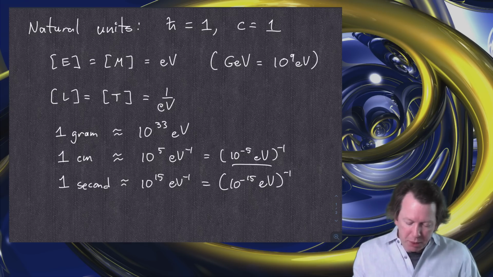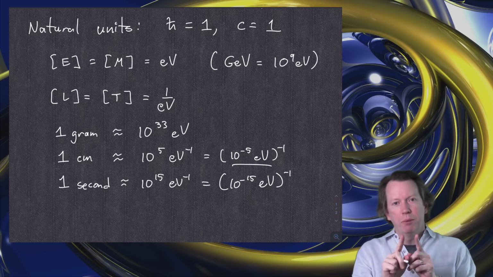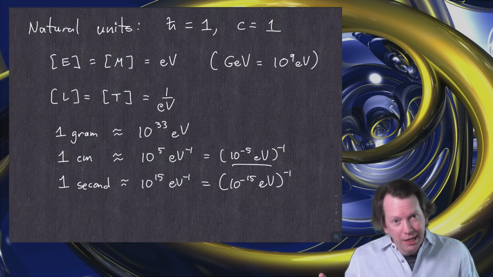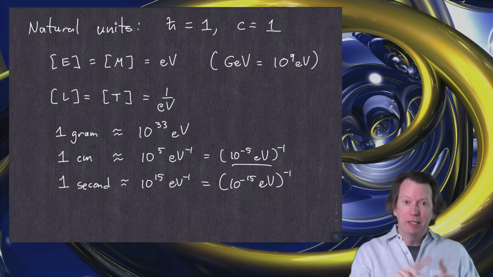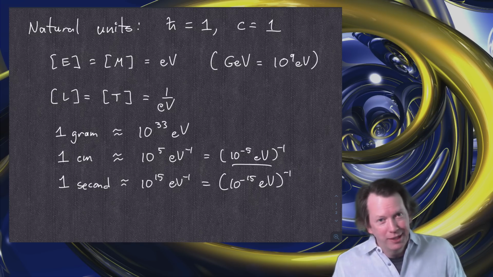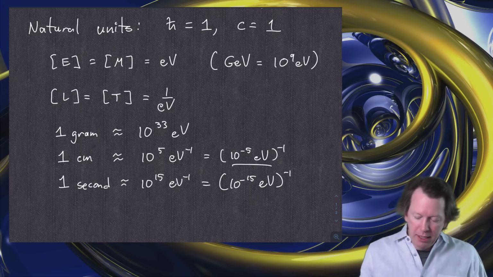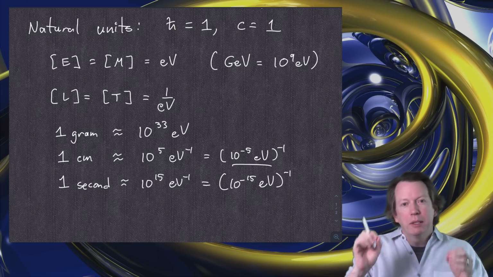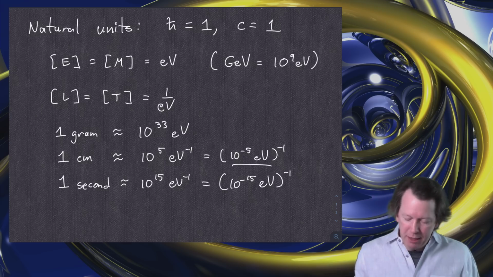It should not be a surprise that 1 centimeter corresponds to a much smaller number of inverse electron volts than 1 second, because in 1 second, the speed of light says that light is going to move a lot more than 1 centimeter, right? It's going to move a very big distance. So 1 second in energy units corresponds to a much, much, much tinier energy than 1 centimeter does.